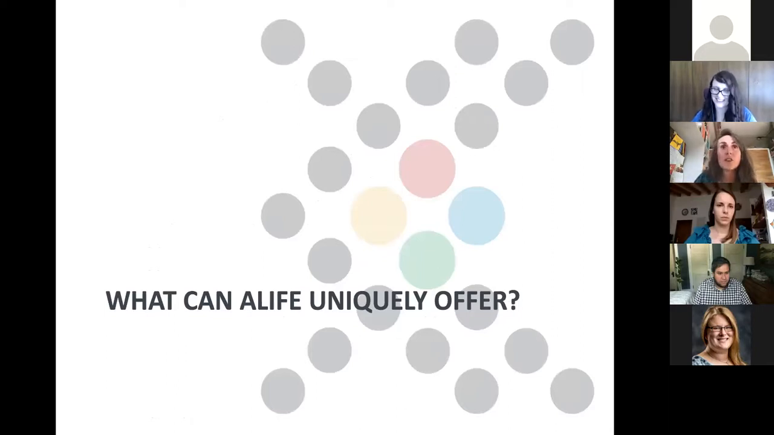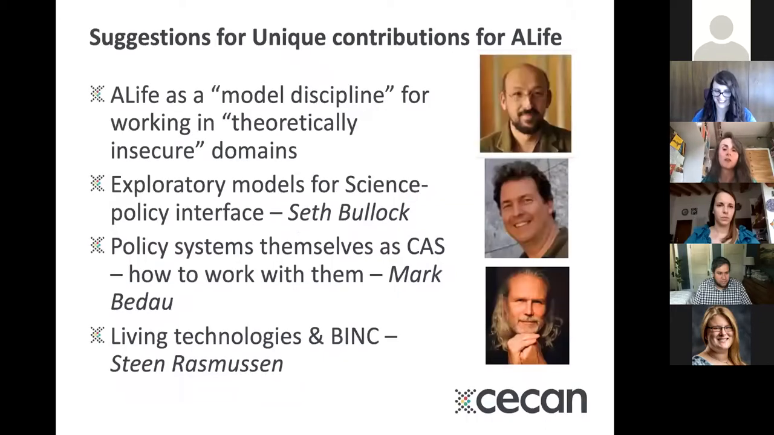So our question, or our task, is to think about what A-Life can uniquely offer, because there's obviously lots of people doing complexity science, ecology, lots of related disciplines working on this effort. So there've been already quite a few ideas put forward on the sorts of unique contribution that A-Life can make. For example, Seth Bullock has talked about A-Life as maybe being a model discipline for working in theoretically insecure domains, so that we're used to dealing with systems or ideas in which there isn't solid theory.